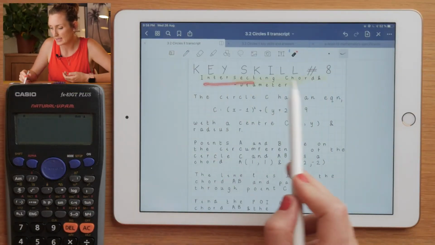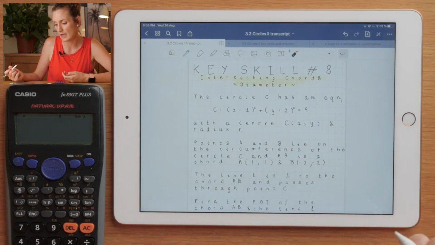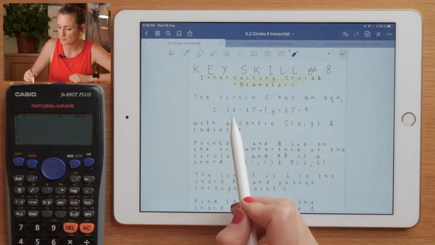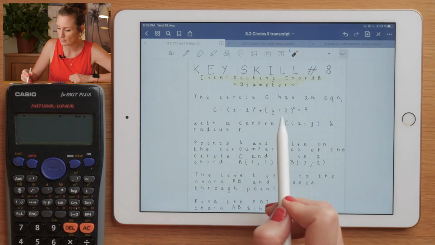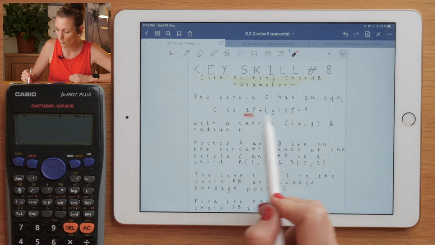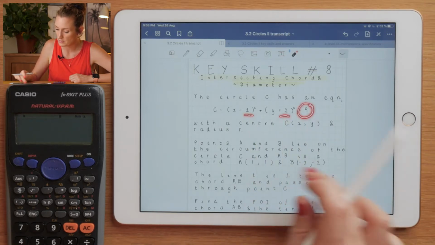Hey, let's jump into key skill 8. In key skill 8, we're going to be looking at intersecting chords and diameters. We covered the proof in the previous video. So let's sketch our circle. The circle's equation is (x - 1)² + (y + 2)² = 9. So the center must be at (1, -2) and the radius is 3.